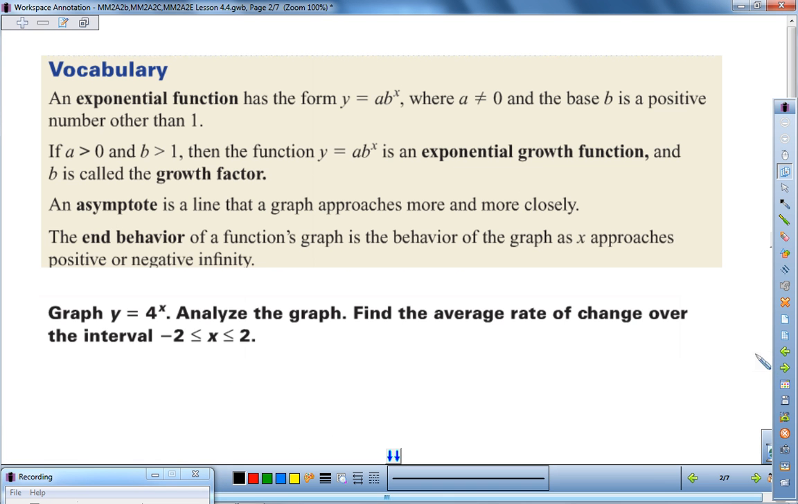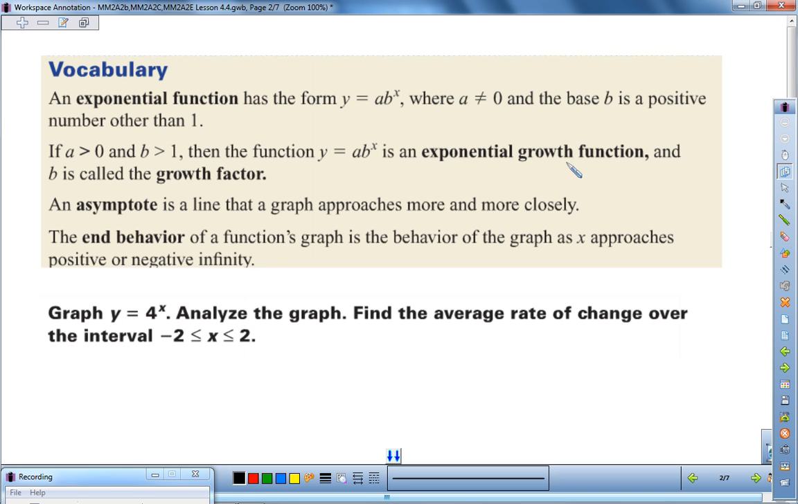All right, we've got some vocabulary here. First is exponential function. What is an exponential function? It has the form y is equal to a b to the x. Now, b is our base, and a is any value in front of it that we're multiplying by. But a cannot be 0. It can be anything but 0, because if we multiply anything by 0, we get 0. And then the base has to be a positive number other than 1, because if it's 1, you get the same thing over and over again.